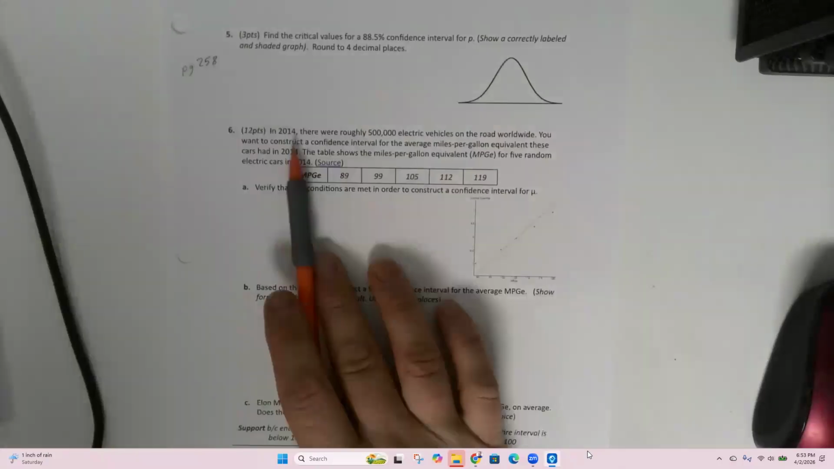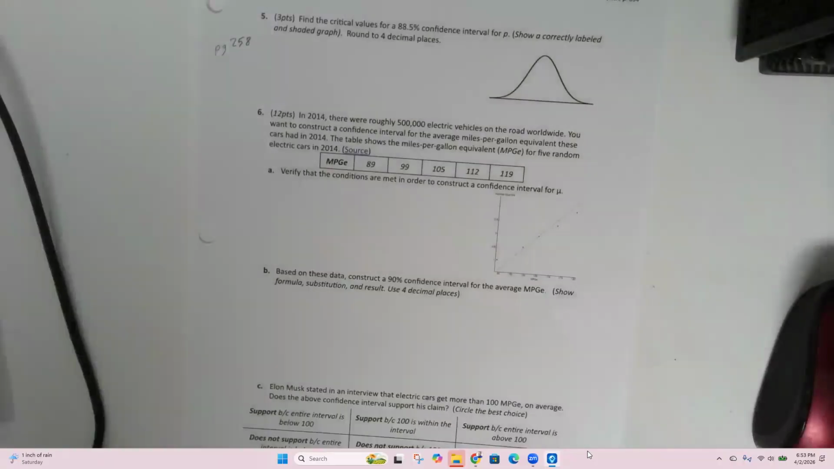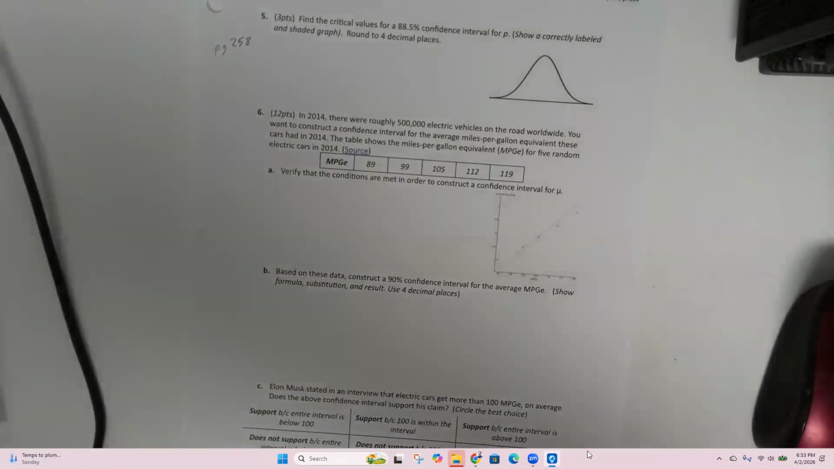All right. In 2014, there were roughly 500,000 electric vehicles on the road worldwide. You want to construct a confidence interval for the average miles per gallon equivalent these cars had in 2014. The table below shows the miles per gallon equivalent for 5 random cars.